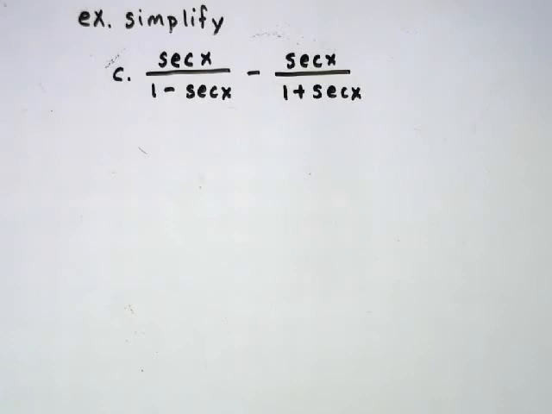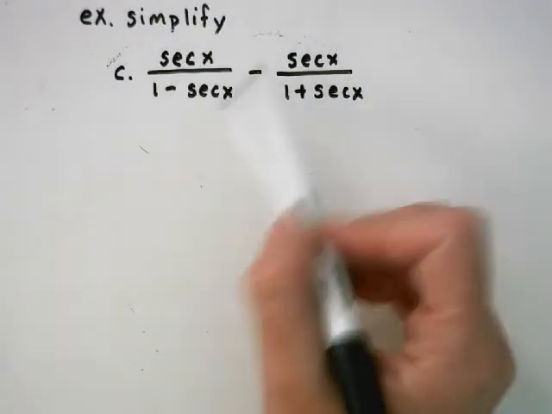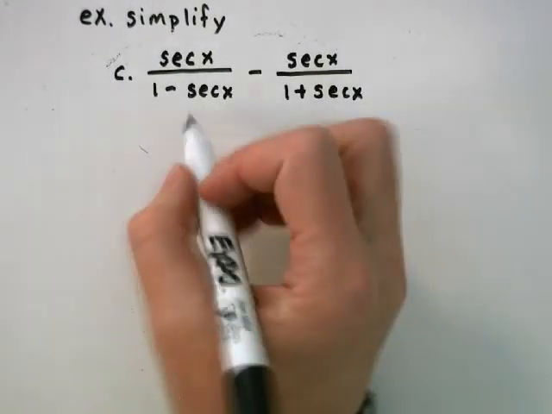All right, this next one's going to take a little bit more effort here. But again, it's just going to be using identities and algebra. The first thing I'm going to do is replace all of these secants with 1 over cosines.